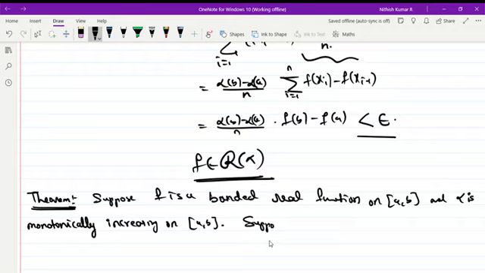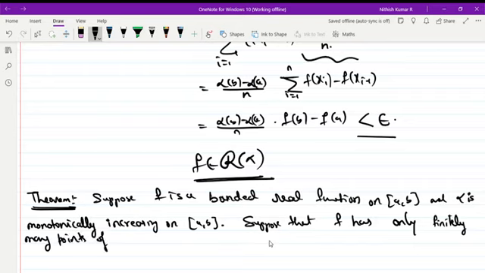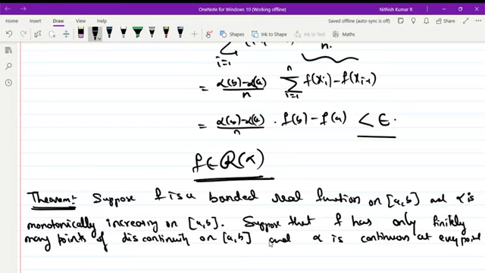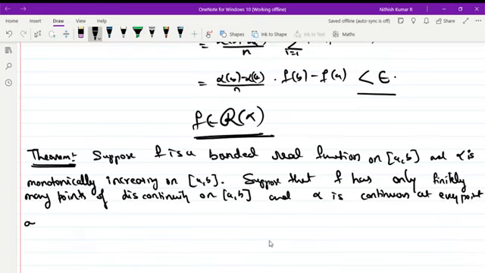Suppose that f has only finitely many points of discontinuity on the closed interval [a, b], and alpha is continuous at every point at which f is discontinuous, then f belongs to R of alpha.